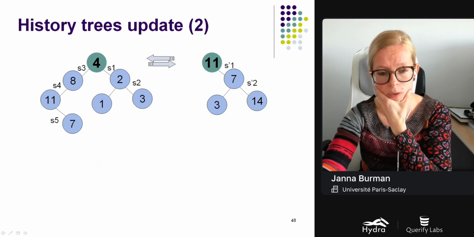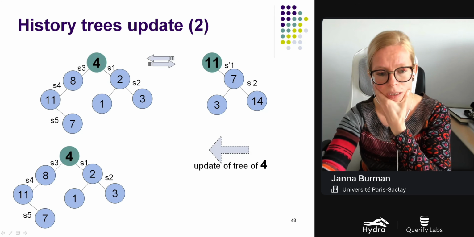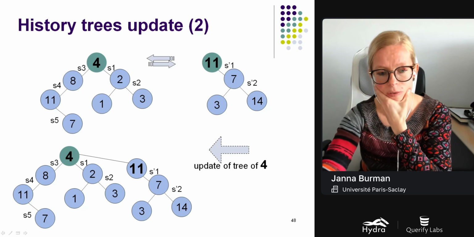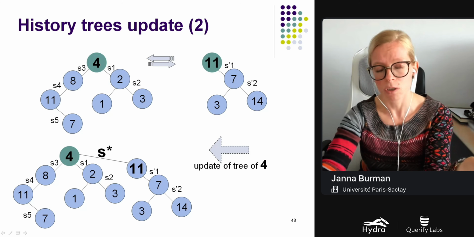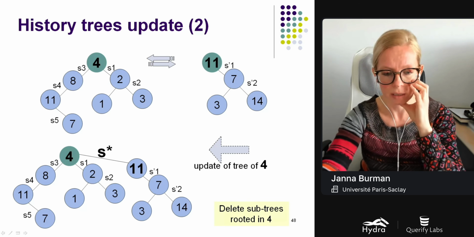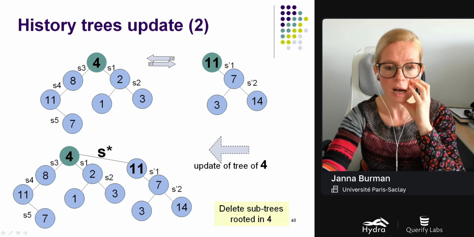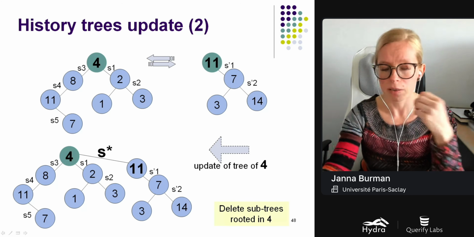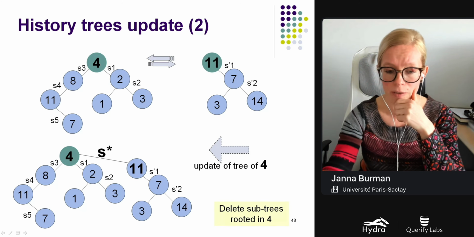And 4 will do a similar thing. It will add the tree of 11 with the same generated common sync value. And there are no subtrees rooted in 4, so nothing happens. So this is how agents update their trees during the interaction.